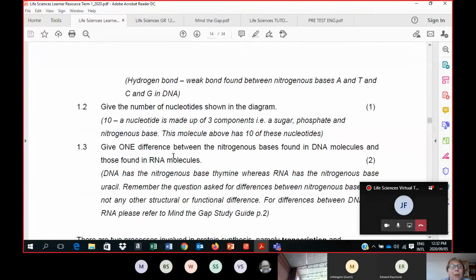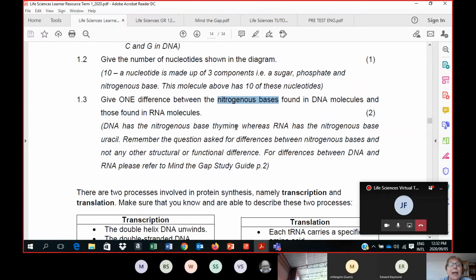So, I'm not reading the question properly myself. There I've made a mistake because they've actually asked for the difference between the nitrogenous bases. So I haven't read this question correctly. So once again, you need to read it correctly. So we know that RNA has got uracil instead of thymine, right? There we go. Uracil replaces thymine in the RNA molecule.